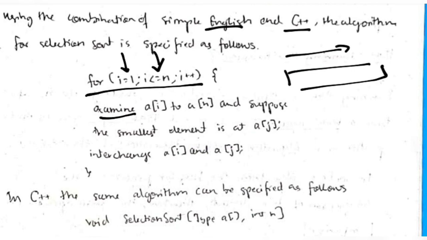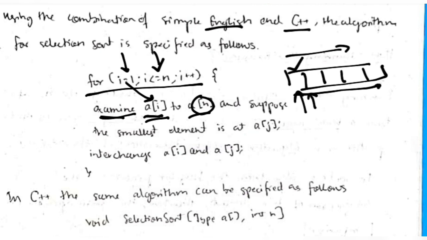And we are examining each a of i, meaning we are comparing each element to see if it's the smallest or not. So we write examine a of i, meaning this value. If it's 1, you will compare from a of 1 to a of n. In the second iteration you will get the smallest element here, so you'll start the comparison from here. The third iteration will start the comparison from here, and so on. Then suppose the smallest element is at a of j, you will find the smallest element and you will interchange a of i and a of j.